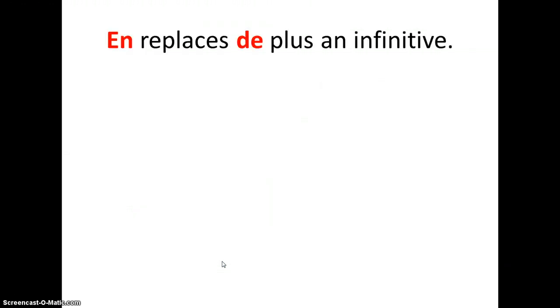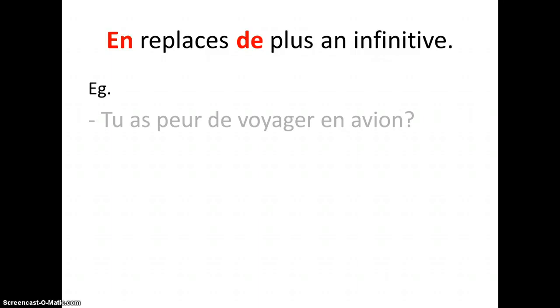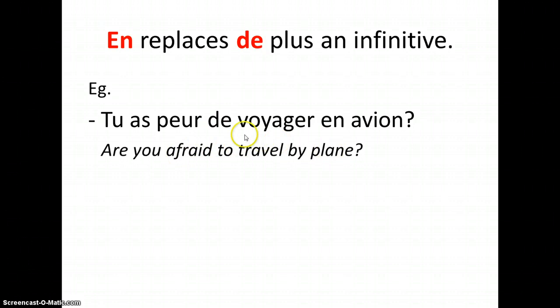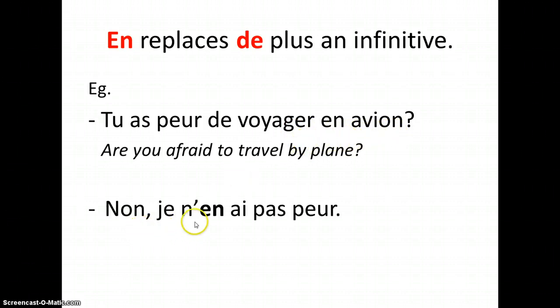En replaces de plus an infinitive. For example, tu as peur de voyager en avion. Are you afraid to travel by plane? See here, de voyager en avion. So the whole expression here is going to be replaced by en. You're going to say non, je n'en ai pas peur. No, I'm not afraid of it.